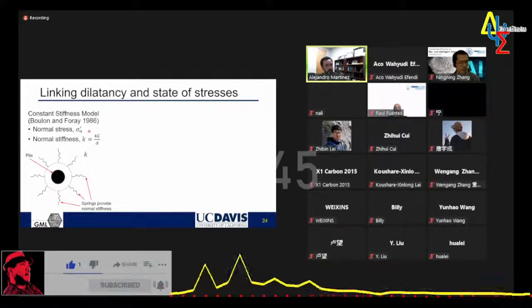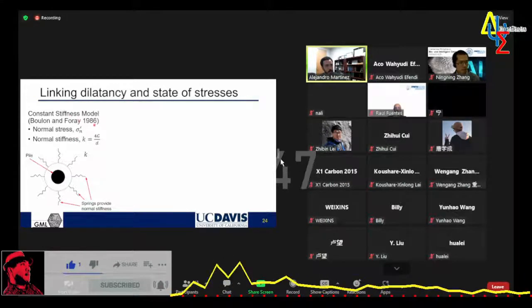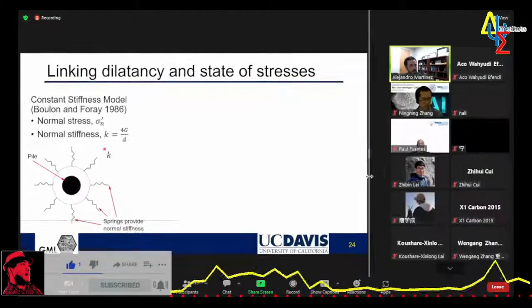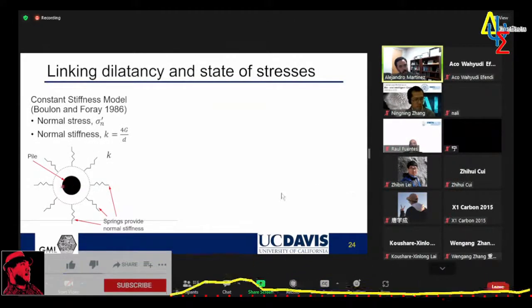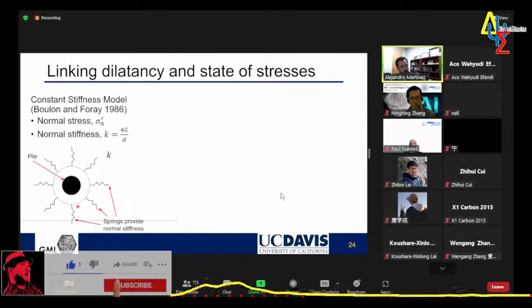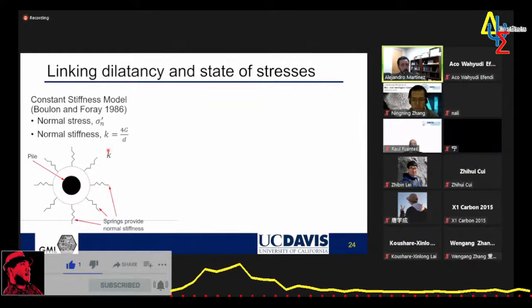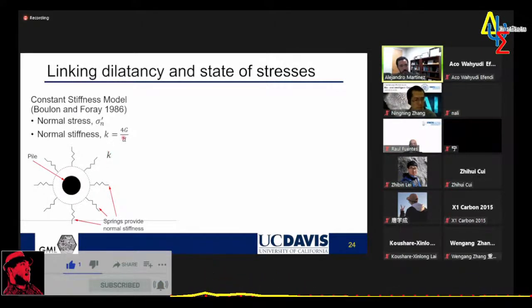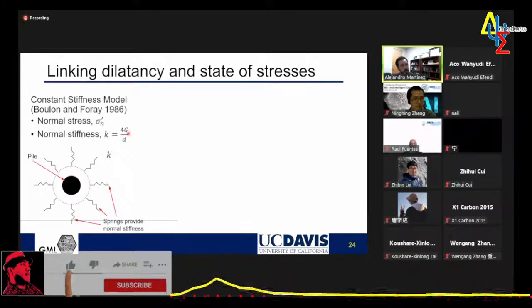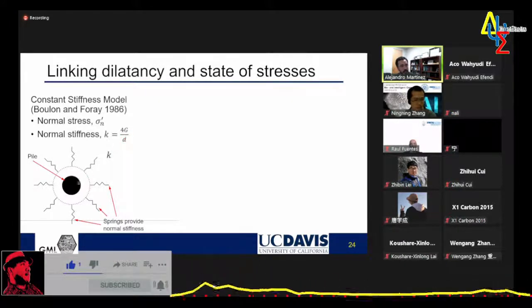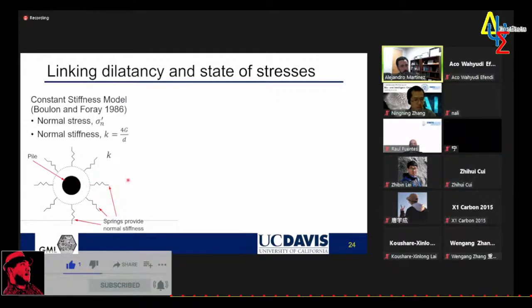And so there's a very simple model we use in the laboratory. It's the constant stiffness model, where this is in a top view. So if we have a pile, the far field soil we represent by linear springs. And the springs have a stiffness K that depends on the shear stiffness of the soil, G, and the diameter of the pile, D.